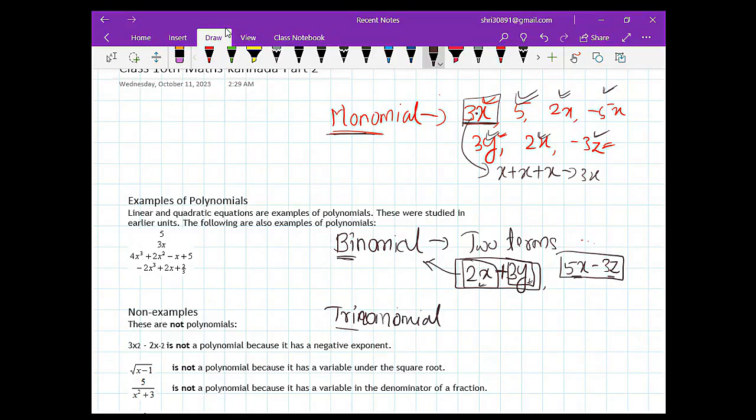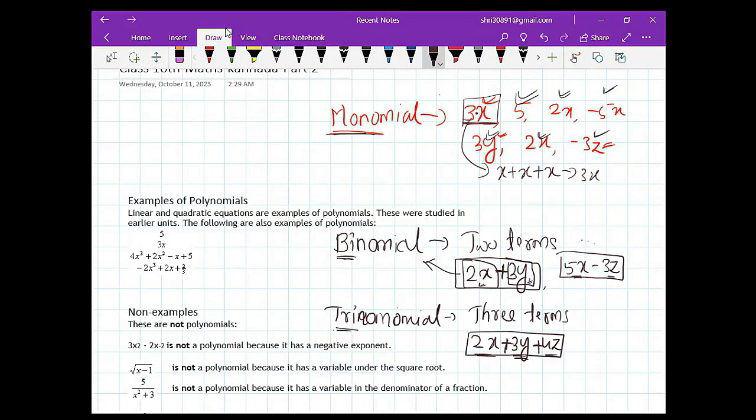Here, tri means three. So trinomial means the polynomial has three terms. Here, 2x plus 3y plus 4z: we have one term 2x, another term 3y, and 4z is the last term, and these three terms are separated by the plus sign. So we call it a trinomial.